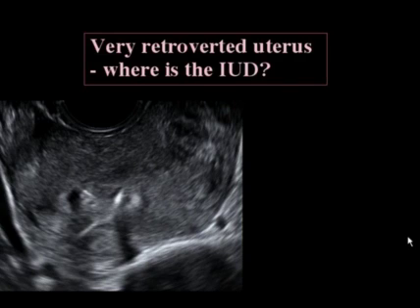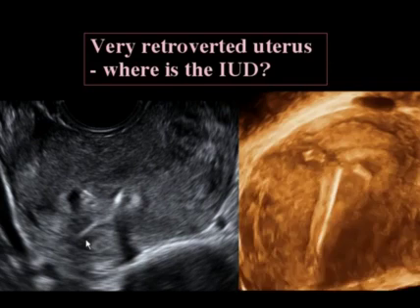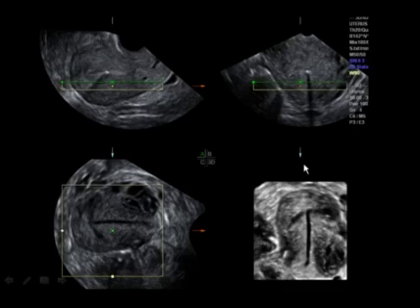And here is a retroverted uterus. Again, where is the IUD? Lots of different branches here. We don't know what's what. Here it is, and one arm is really quite a bit embedded into the myometrium.